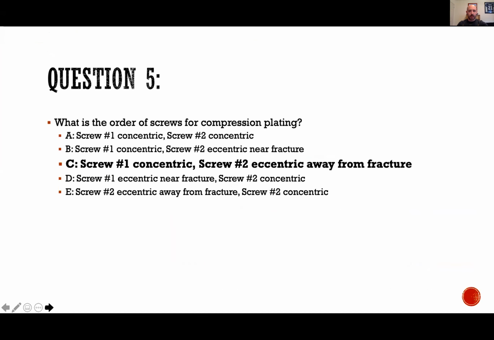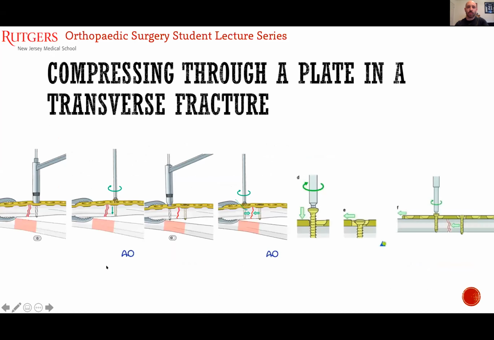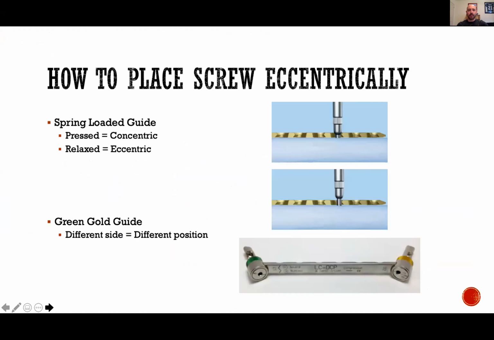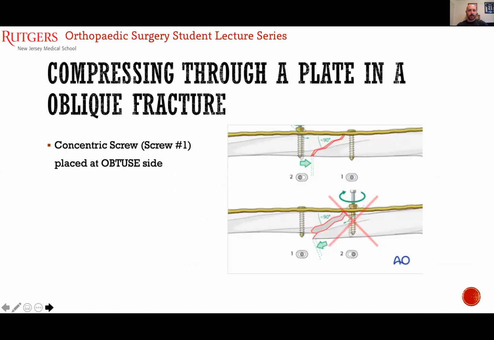Alrighty. Any questions about compressing through a plate and about the technique for that before we go on? All right. And then I'm not going to go through this again, but most of the time we're doing it for a transverse fracture, but you can do it for an oblique fracture. You just have to orient your plate in a correct fashion where you can create an axilla to trap that piece of bone so it doesn't go anywhere.